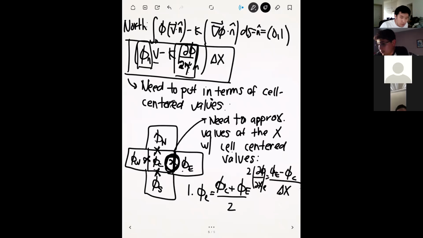Just like we did with diffusion, this is going to be the cell-centered value on the right of the face, which is phi sub big E minus phi sub C, all divided by delta x. What we're going to do is take these approximations and plug them into our integrals so that we get everything in terms of the cell-centered values. Are there any questions on this?